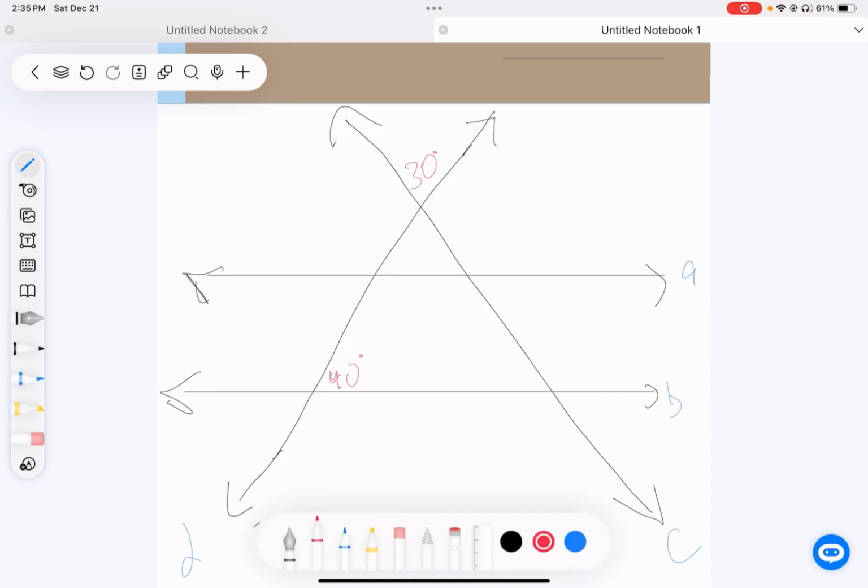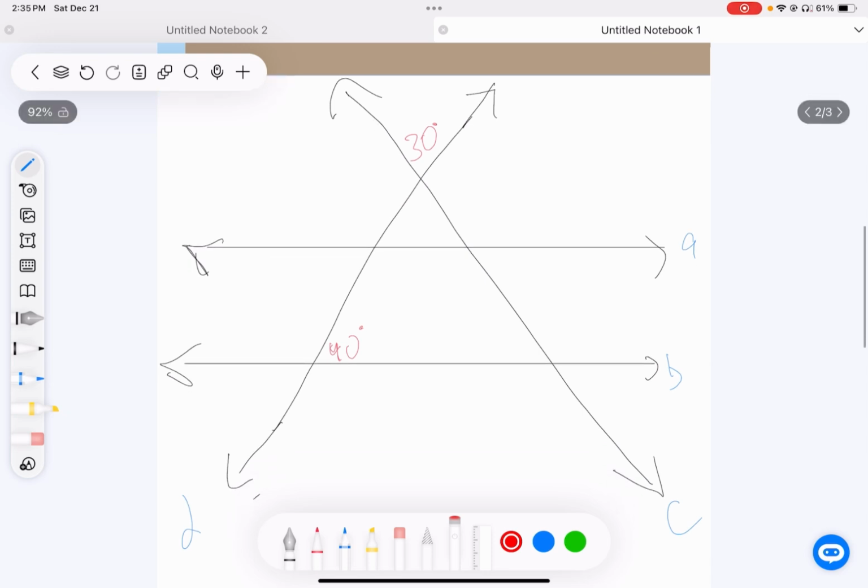Okay, now let's move on to a more complicated example where we see, obviously, we have our parallel lines A and B, but we also see that it's crossed by two transversals this time, C and D. Now, given that this angle is equivalent to 40 degrees and this angle is equivalent to 30 degrees, would we be able to find out the value of all the other angles? Now, let's begin. So let's start down here with this 40-degree angle.